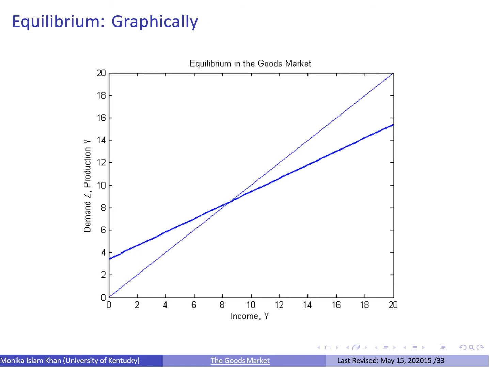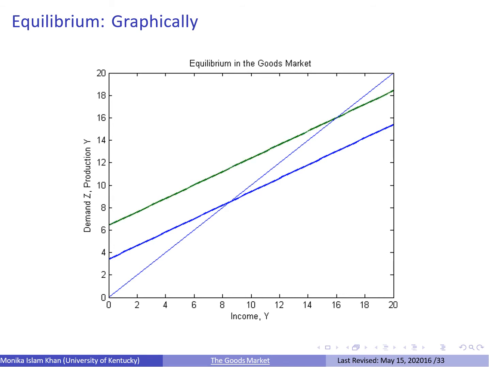This graph shows the equilibrium in the goods market. In the graph, the 45-degree line represents production and the thick line, which looks like the consumption curve, represents demand. The equilibrium is when both lines intersect, and the slope of the line is C1. The intercept of this line represents autonomous spending.